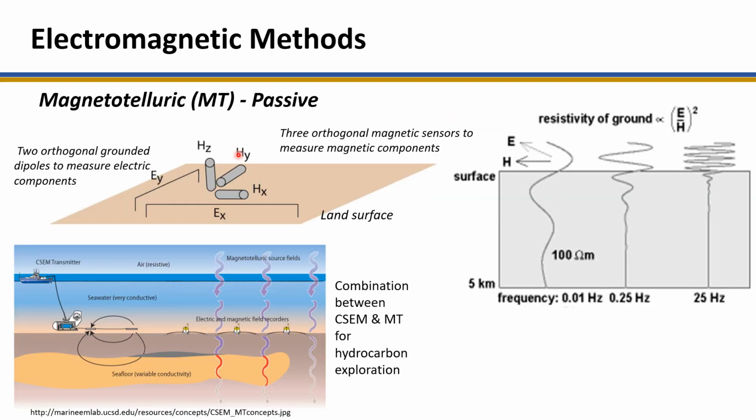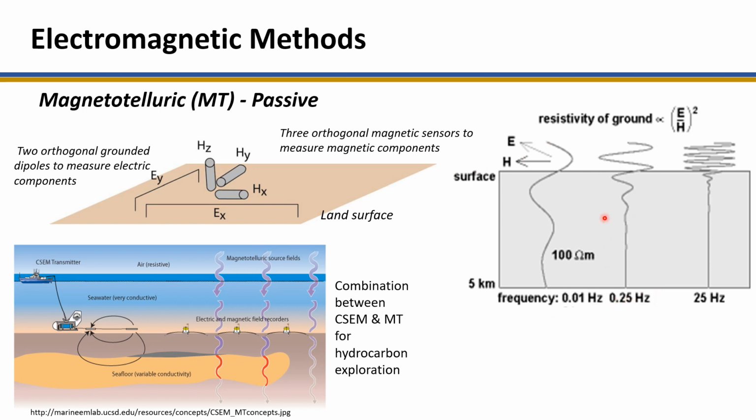As mentioned before, the MT method consists of 5 components. There are 3 orthogonal sensors to measure magnetic components at 3 different axes, HZ, HY, and also HX. Another 2 components are 2 horizontal orthogonal grounded dipoles that measure the electrical components. The basic arrangement is shown in this figure. All 5 parameters are measured simultaneously as a function of frequency.